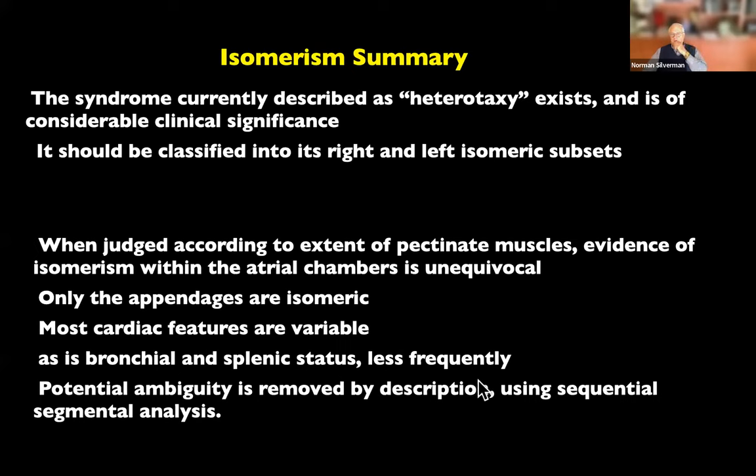So that's all. The syndrome described as heterotaxy often exists, has considerable clinical significance, and should be classified into its right and left isomeric subsets. When judged according to the extent of the pectinate muscles, evidence of isomerism within the atrial chambers is unequivocal, but only available to the morphologist and not to the clinician. Only the appendages are isomeric. Other cardiac features are variable, as is the bronchial and splenic status, but less frequently. And potential ambiguity is removed by description using sequential segmental analysis.